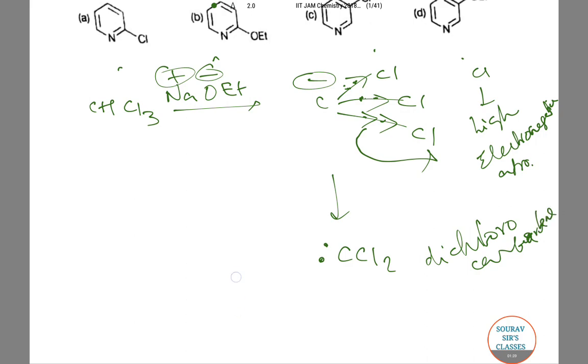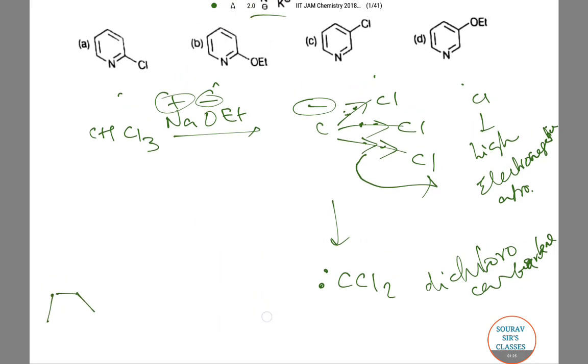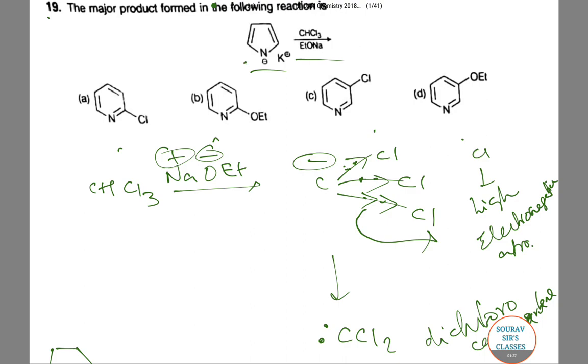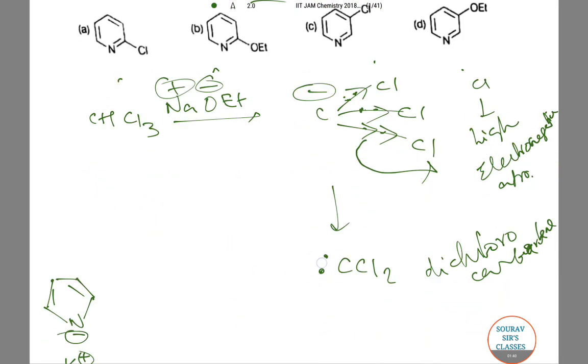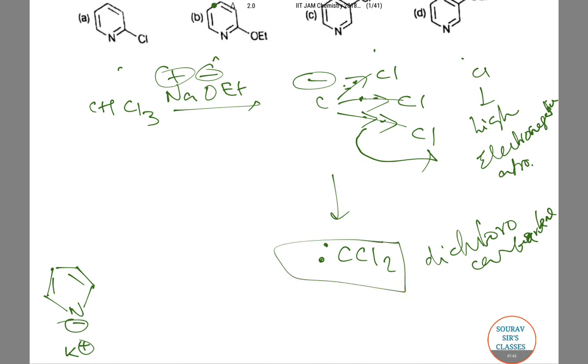So this is our compound. This is the compound with a negative charge over nitrogen and a K plus here, and there are two pi bonds present. Next, this is what we have as the reagent upon performing this reaction. So plus CCl2 or dichlorocarbene.